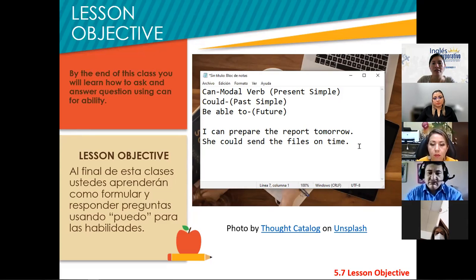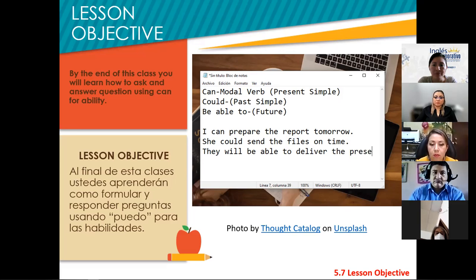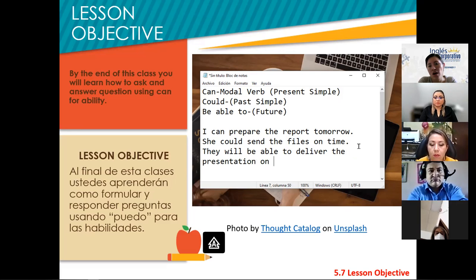Entonces, then, luego tengo acá will y puedo decir, they will be able to deliver the presentation. Teacher, ¿qué es deliver? Hacer, entregar, ¿verdad? Deliver the presentation. Okay. On, veamos, hoy es October 20. No, no pongamos fecha. They will be able to deliver the presentation in the conference room. In the conference room. Okay. Ellos van a poder, ¿verdad?, dar la presentación.